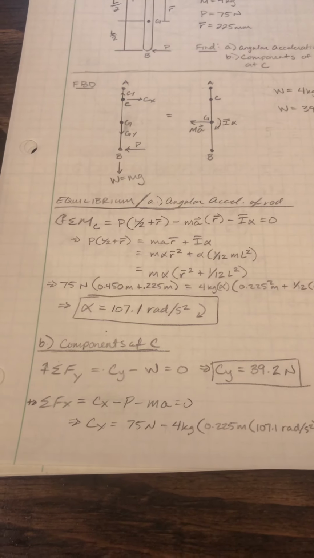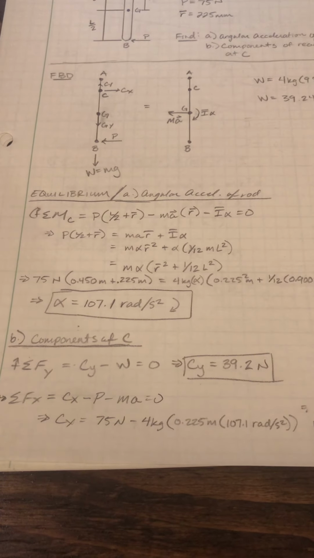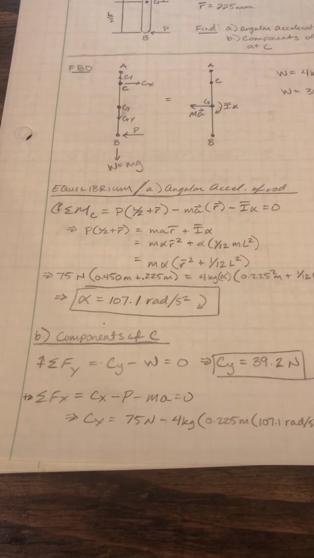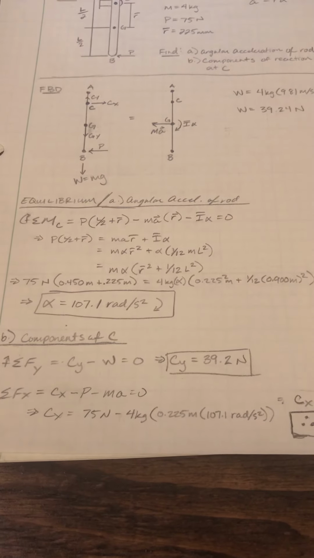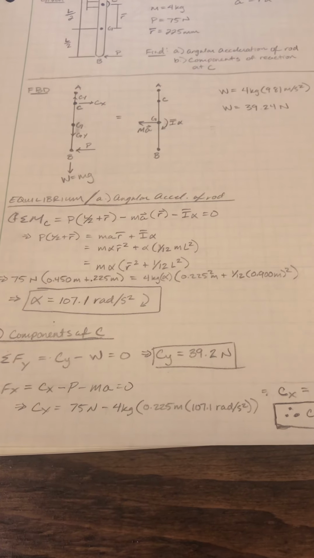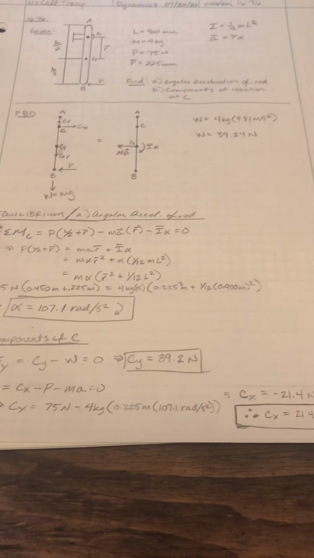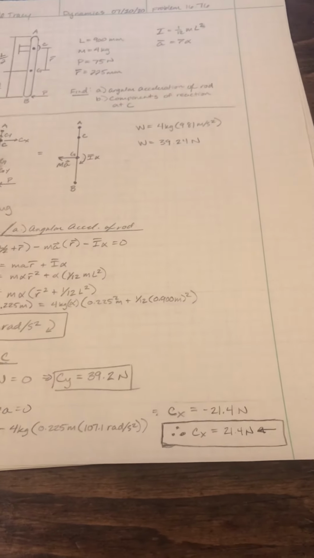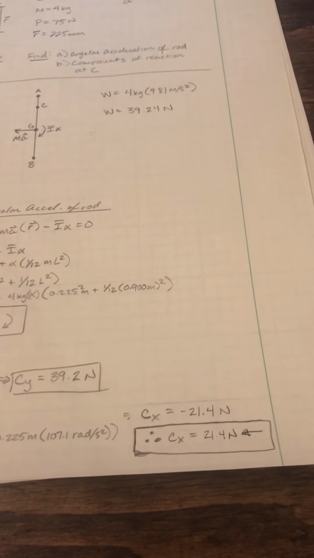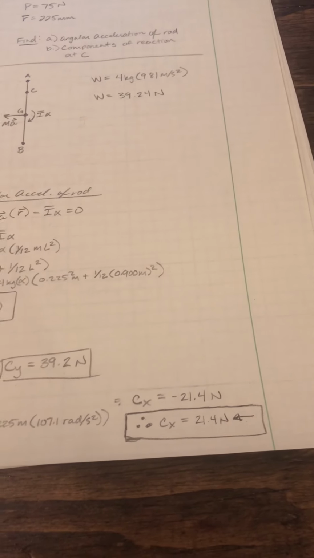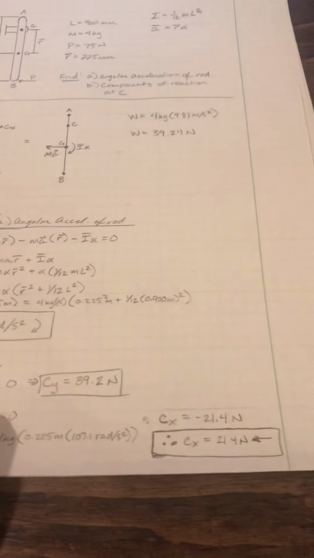As we sum forces in the x direction, we have Cx minus P minus m a equal to 0. Manipulating and plugging in the values that we know, we get that Cx is equal to negative 21.4 newtons. Thus, Cx is equal to 21.4 newtons to the left. So our assumption, that it is moving to the right, was incorrect.